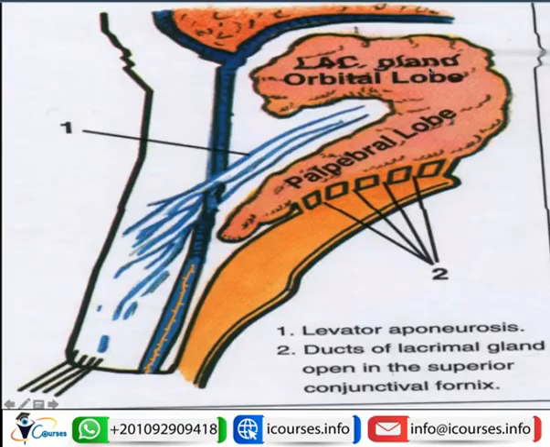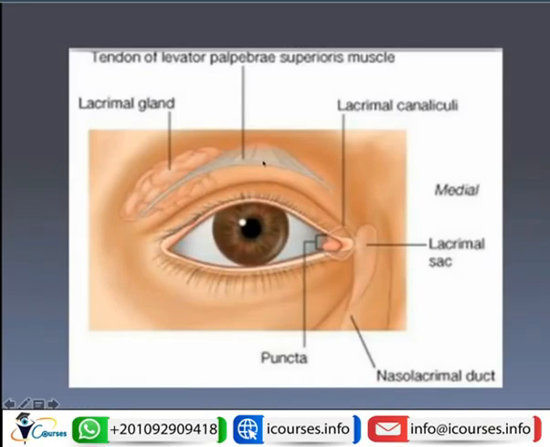So this is the orbital part or orbital lobe of the lacrimal gland, and this is the palpebral lobe of the lacrimal gland, and here is the aponeurosis of the levator dividing this gland into these two parts. The orbital lobe lies inside the orbital cavity, in the floor, and the palpebral lobe is related to the eyelid. Again, this is another section showing that this is the levator aponeurosis that divides the lacrimal gland into the outer part or orbital part and the inner part or palpebral part.